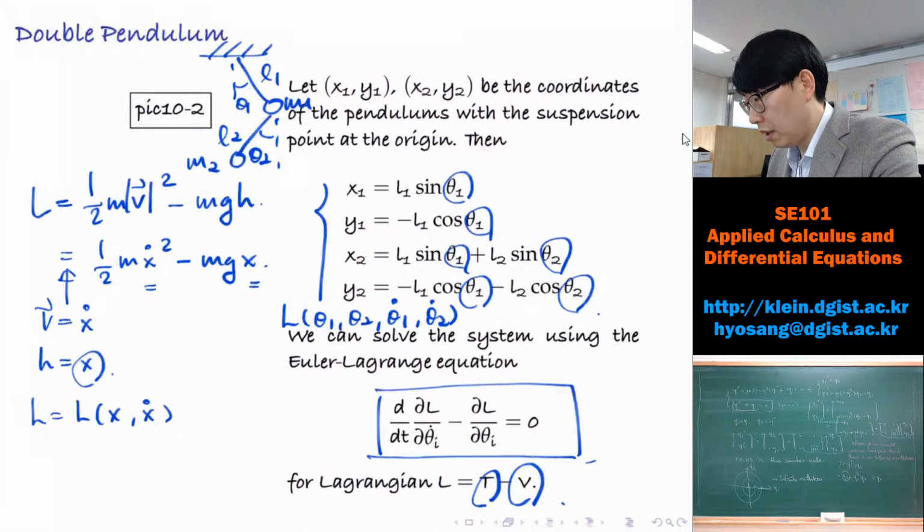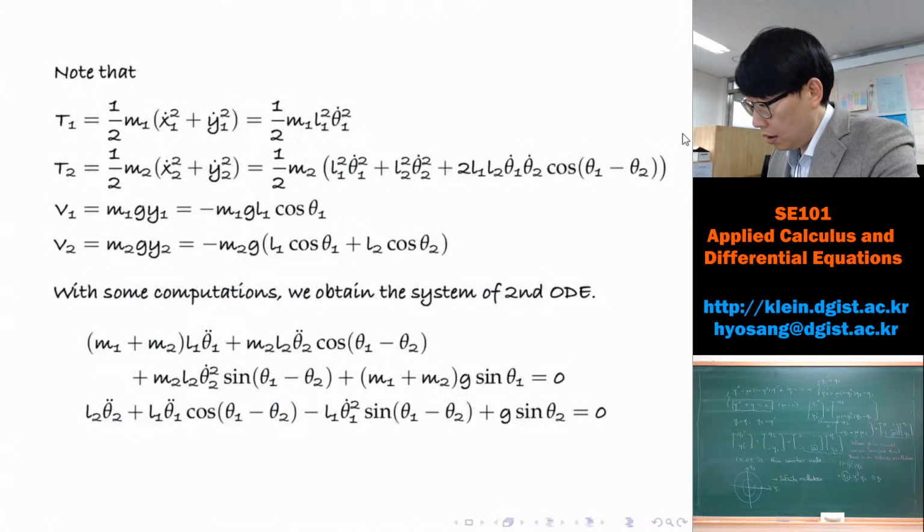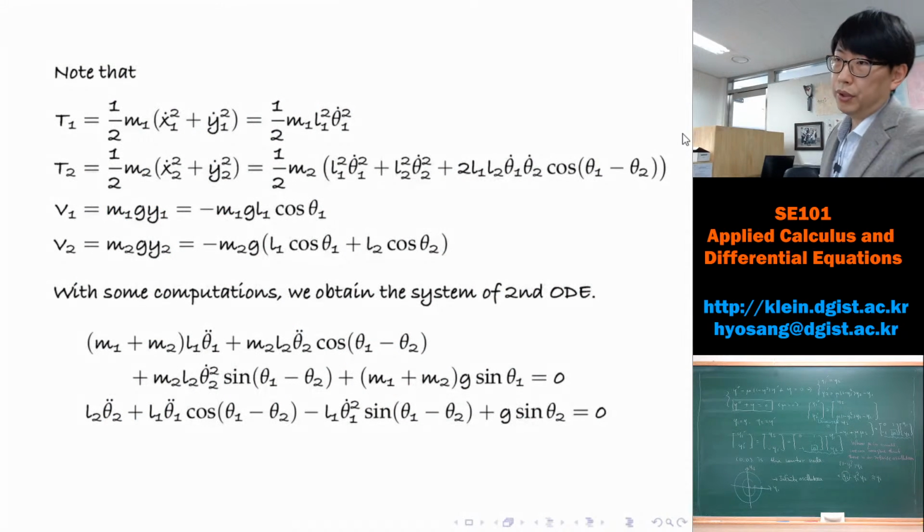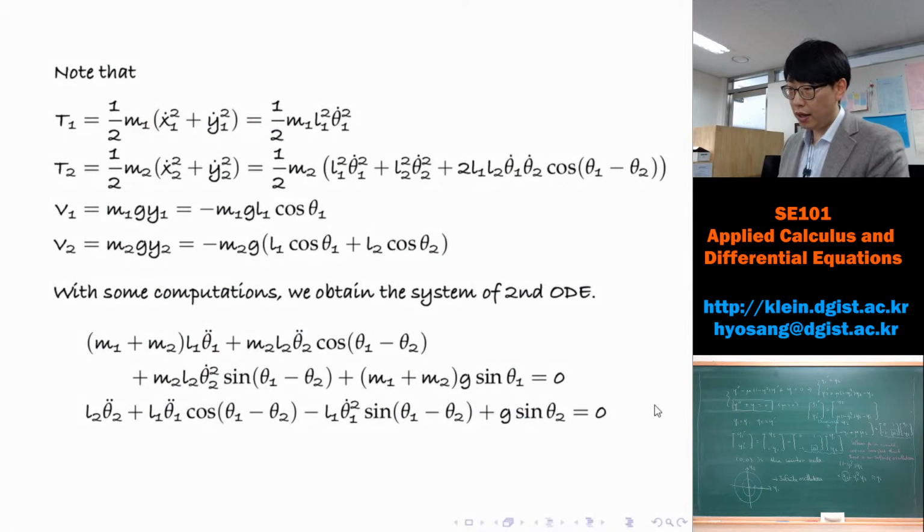So let me explain. I will explain why it requires four elements here. Let's first compute the kinetic energy and the potential energy, although there is a formula already here.